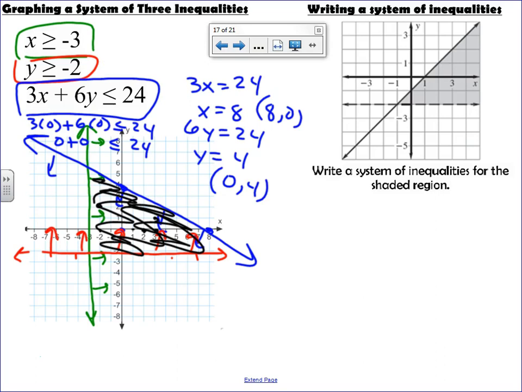So finally, let's finish up with writing. We're given the graph, so let's write the inequalities out. So here's our system. Let's take the lines as we have them. This one, dashed, goes through the y-axis at -2. It's a dashed line, so it's just less or greater, and the shading is above that, so it's going to be greater than -2.